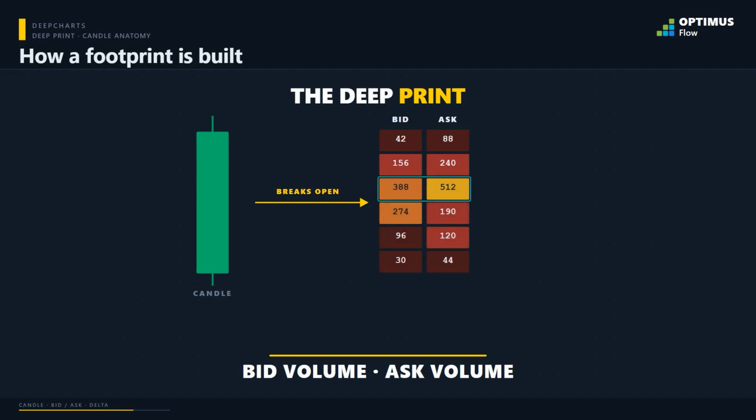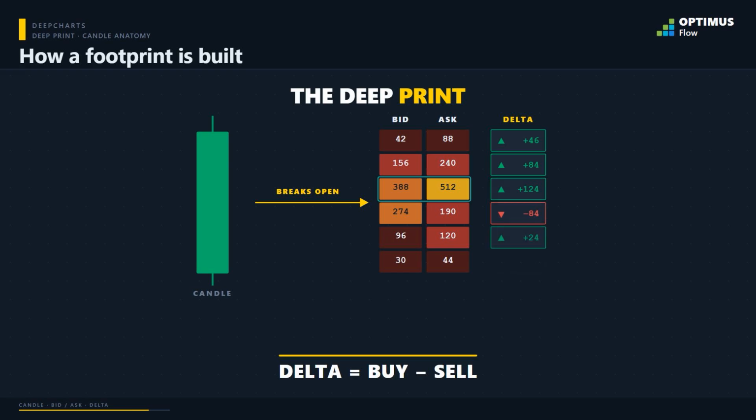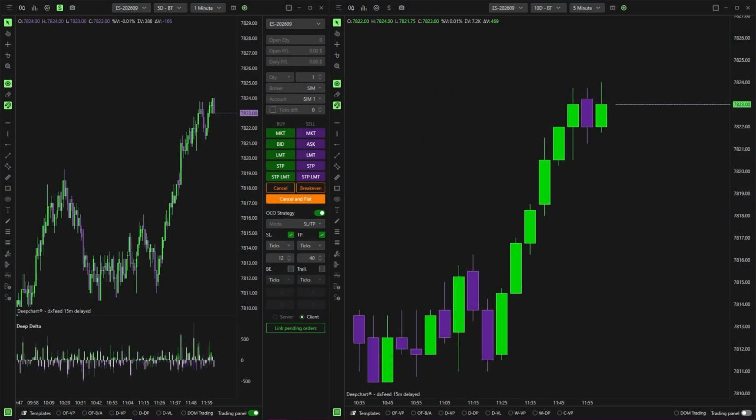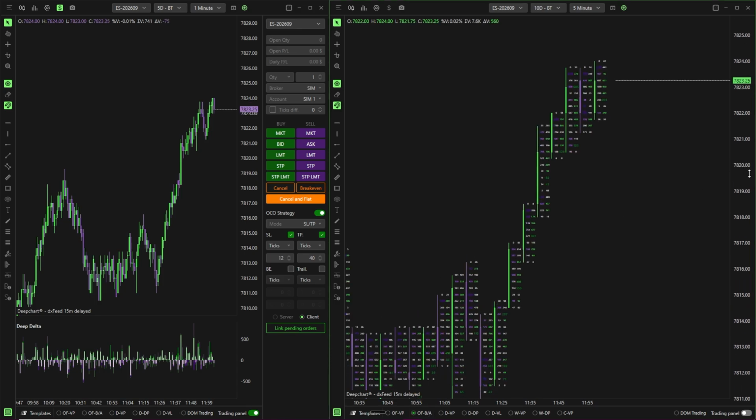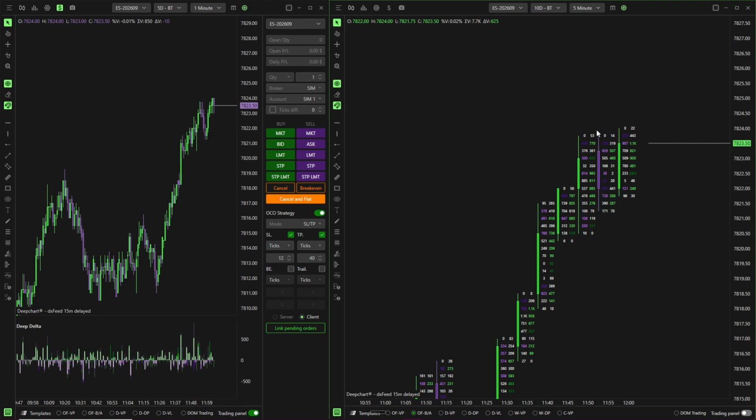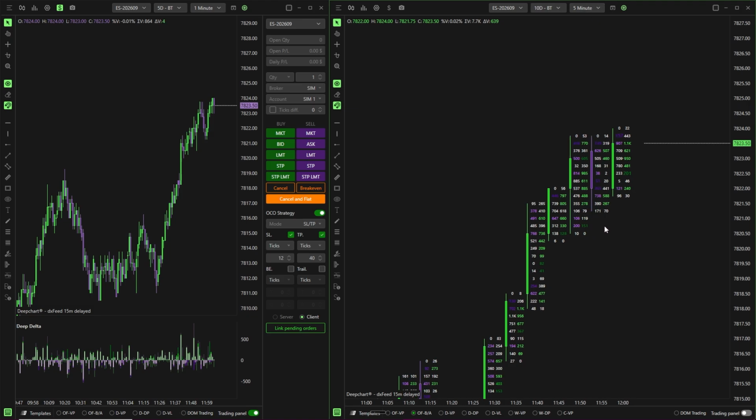Setting up a footprint chart in DeepCharts is extremely simple. All you need to do is load a candlestick chart the way you normally would, and then down here at the bottom toolbar, you'll see a row of preset buttons. The one for footprint is OFBA, so we'll go ahead and click on that, and it will load the footprint chart for that particular time frame that you're on. So this was a 5-minute candle. Now it's a 5-minute footprint chart.